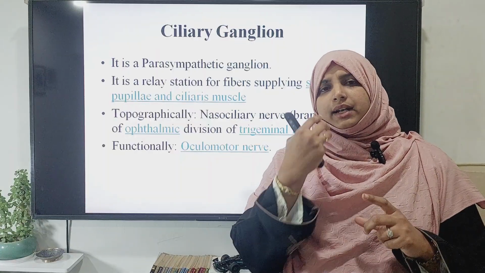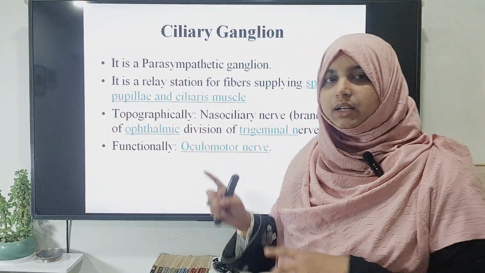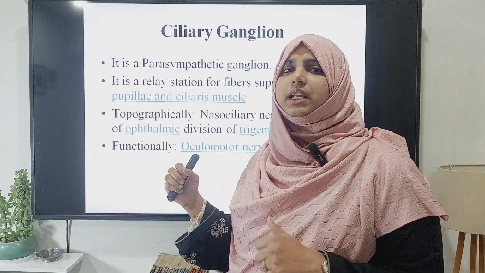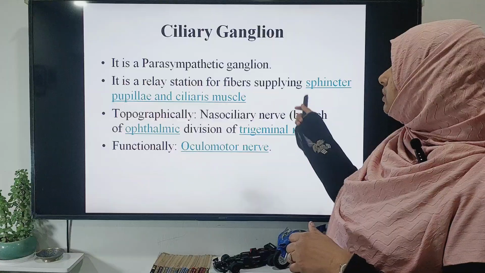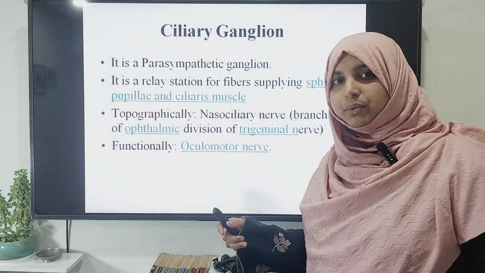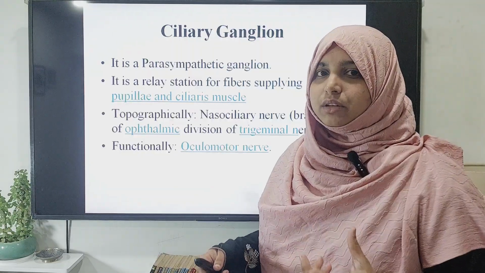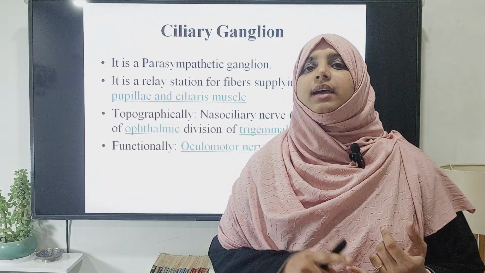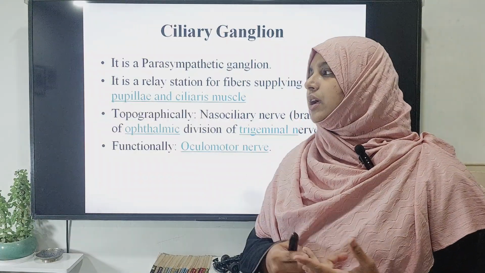Now, in the head and neck region, we have four important parasympathetic ganglions, of which one is the ciliary ganglion. This is related to the eyeball, and it's a relay station for fibers supplying sphincter pupillae and ciliaris muscles. Sphincter pupillae is a muscle for the pupils. Then we have the ciliaris muscles, which is for the ciliary bodies.